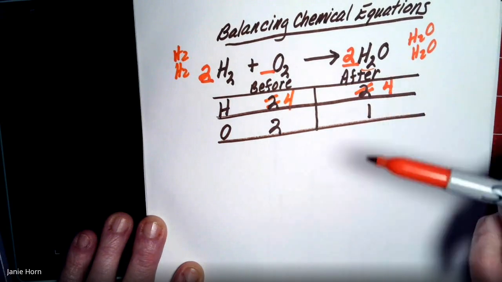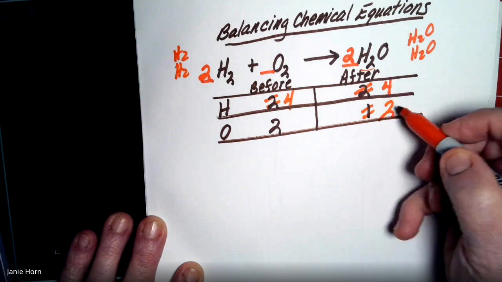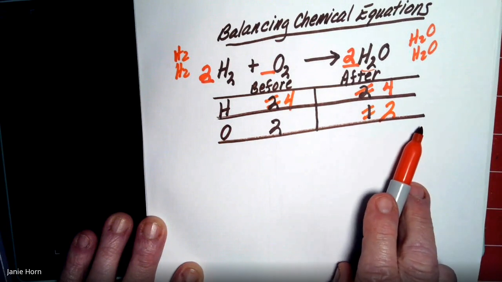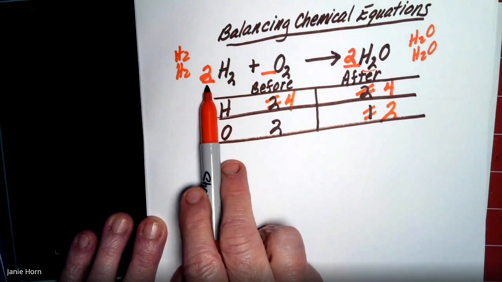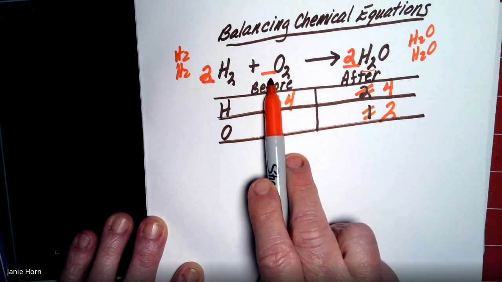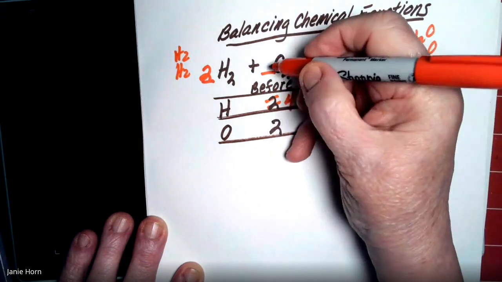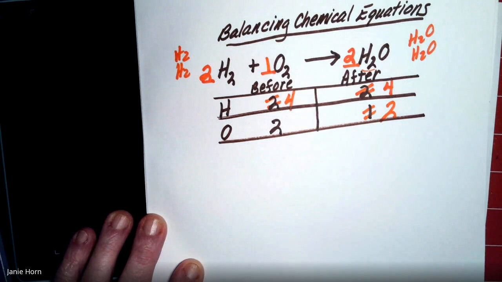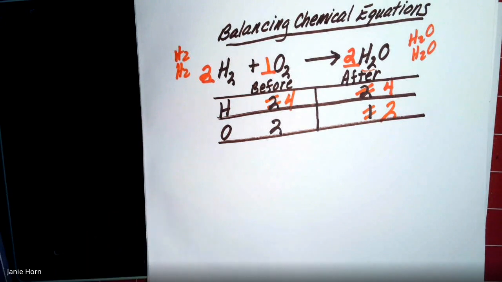Oh, forgot to change it. And 2 oxygen. So now this is balanced. And my coefficients are 2, 1, and 2. I don't have to write a 1 here because it's understood. But if it helps you, you can always put a 1 there. Okay, let's do another one.